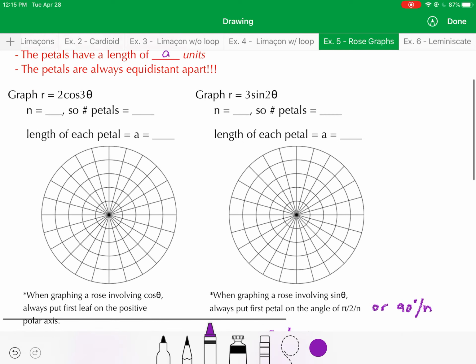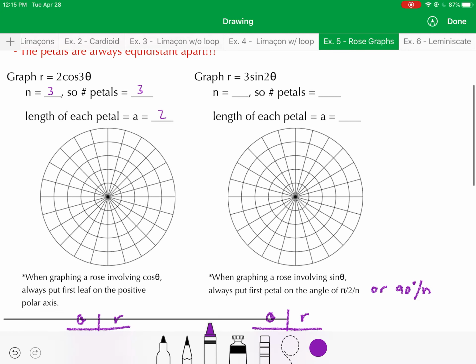All right, so let's graph r equals 2 cosine of 3 theta by hand. Here the n value is 3. That's an odd number, so that tells me the number of petals is 3. And then the length of each petal is going to be the a value of 2 units. Okay? All right, now notice below the grid here, I have a very important note.